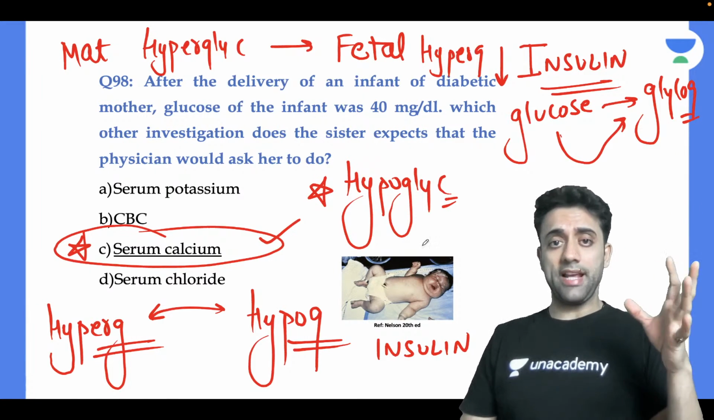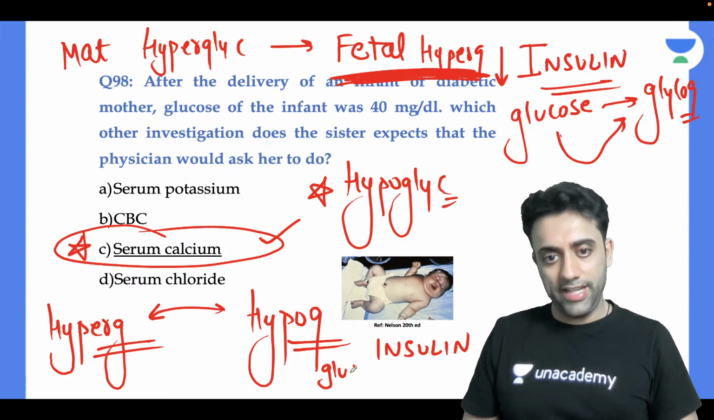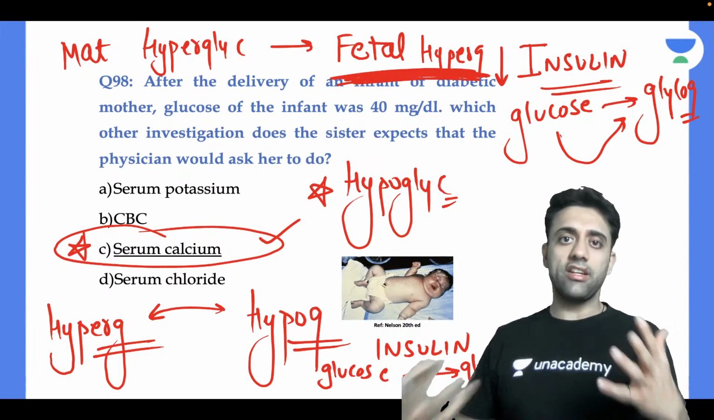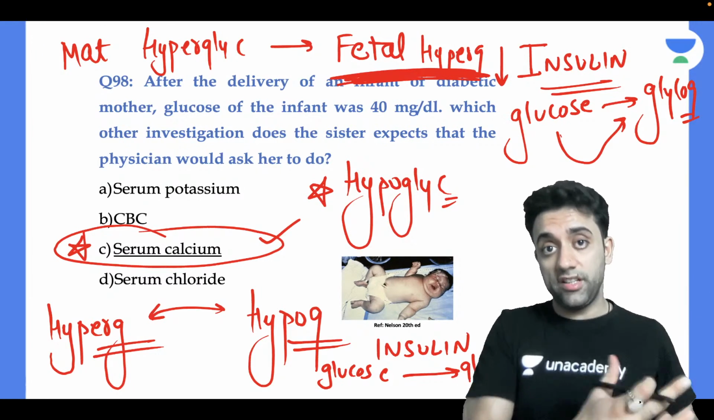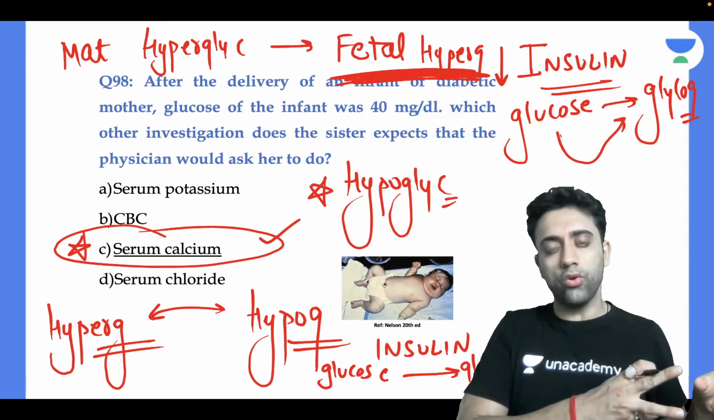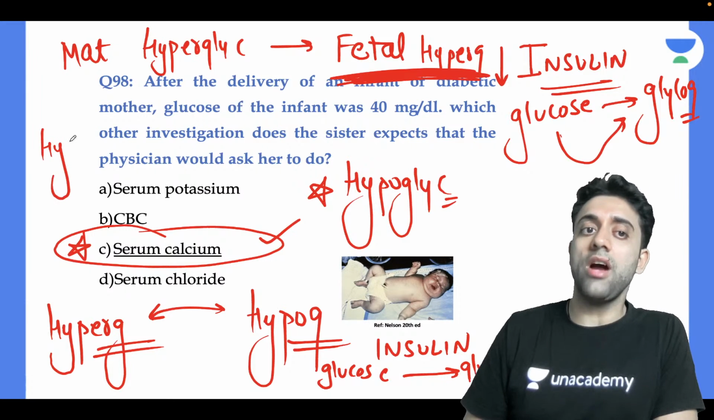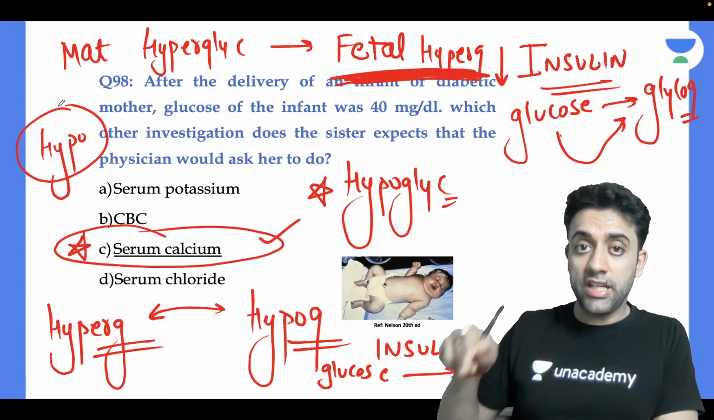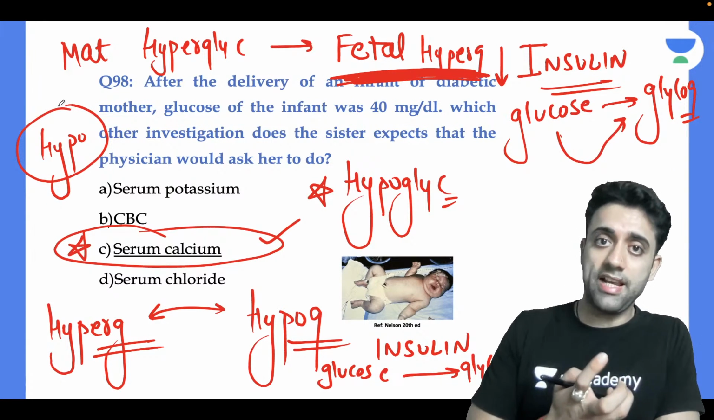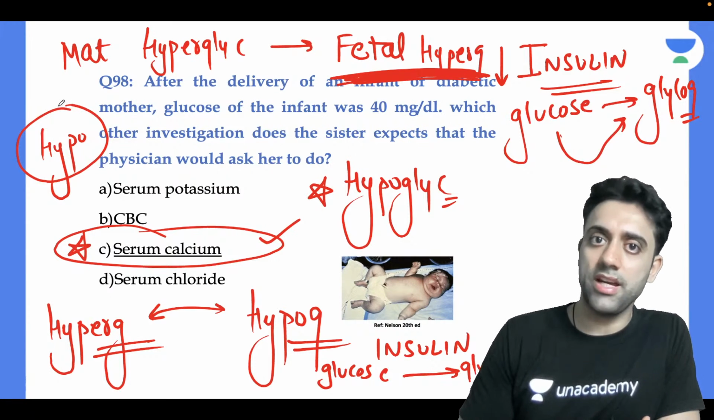So when there is too much hyperglycemia, meaning too much sugar, what does insulin do? Insulin converts glucose into glycogen. Yes or no? When insulin is working properly, the more fetal hyperglycemia there is, the whole glucose will get converted into glycogen, and the baby will land up in hypoglycemia because the insulin is working fine in the baby. That is why whatever that hyperglycemia was, everything got converted into glycogen, leading to hypoglycemia in the baby.